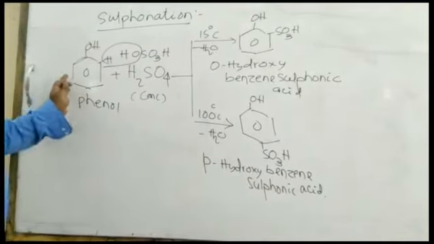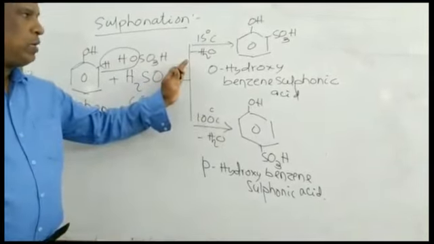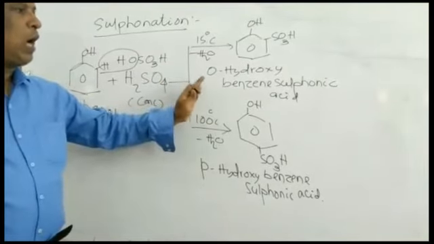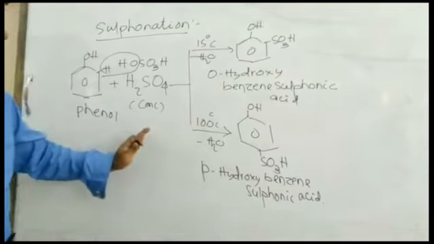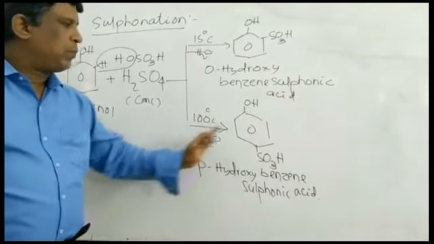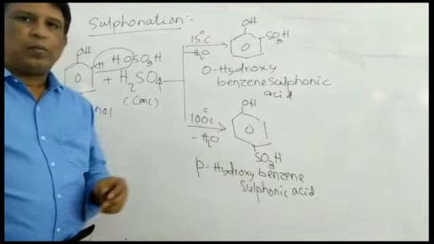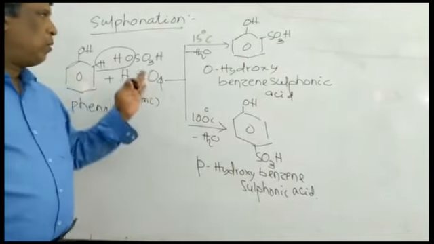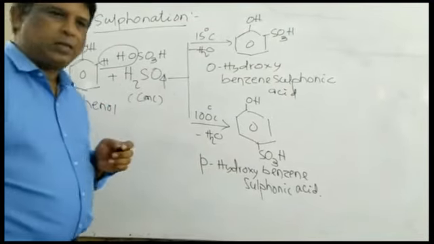I repeat the statement again. When phenol is treated with concentrated sulfuric acid at a low temperature, the o-isomer, that is o-hydroxybenzene sulfonic acid, is formed, while at high temperature, that is 100 degrees centigrade, the p-isomer, that is p-hydroxybenzene sulfonic acid, is formed. It is about sulfonation. Next is Friedel-Crafts alkylation.